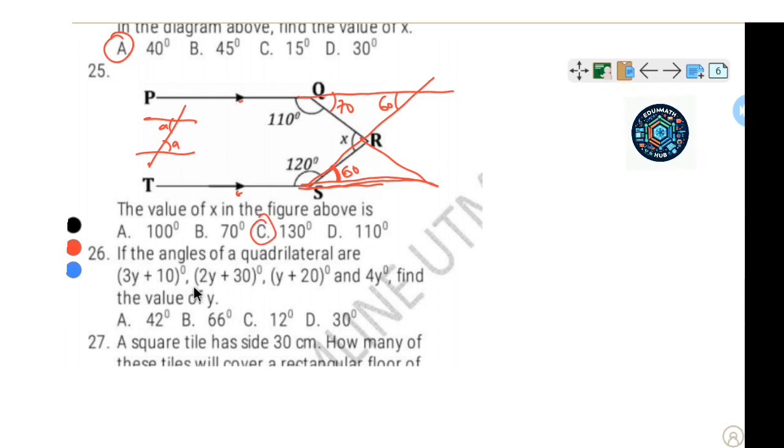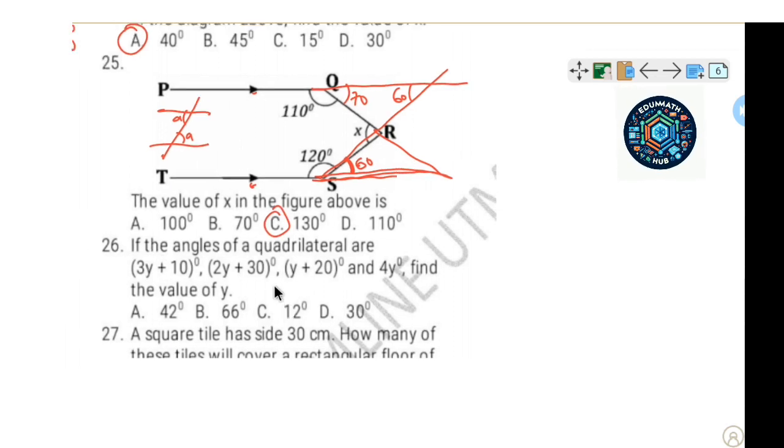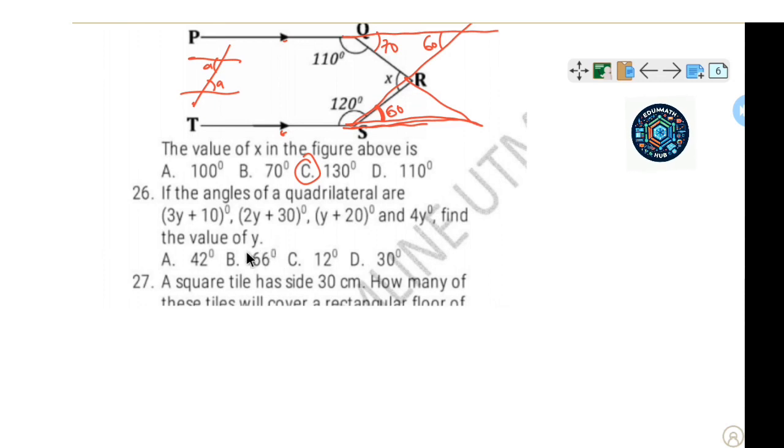Now, number 26, we are told that the angles of a quadrilateral are 3y plus 10, 2y plus 30, y plus 20, and 4y. Find the value of y. Now, a quadrilateral has four sides, and the total angle in a four-sided figure is always 360. Don't forget, for a three-sided figure, total angles is 180. For a four-sided figure, total angle is 360. So if you add all these four angles, you must get 360.